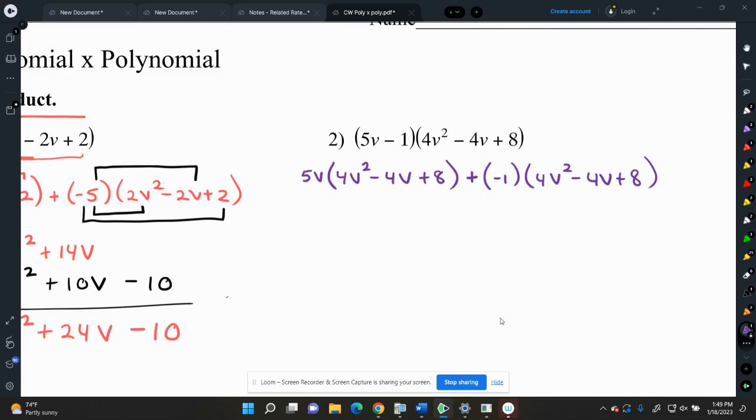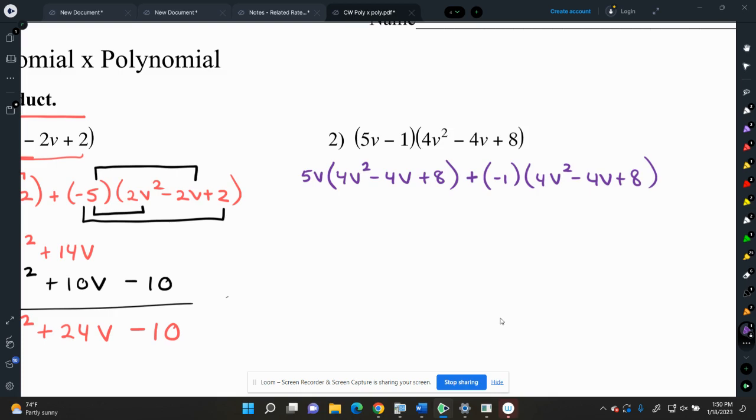Can we still use FOIL for this? No, because FOIL only works when there are 2 terms in each parenthesis. But remember what I showed you yesterday? FOIL is distributing. So this is the same thing as foiling, but with more terms. FOIL is just a way of remembering what to distribute. Yesterday we used the same method, and I showed you how it comes out to be the same exact thing as FOIL. Do you remember that? So this is foiling. Okay, so let's see what we get.